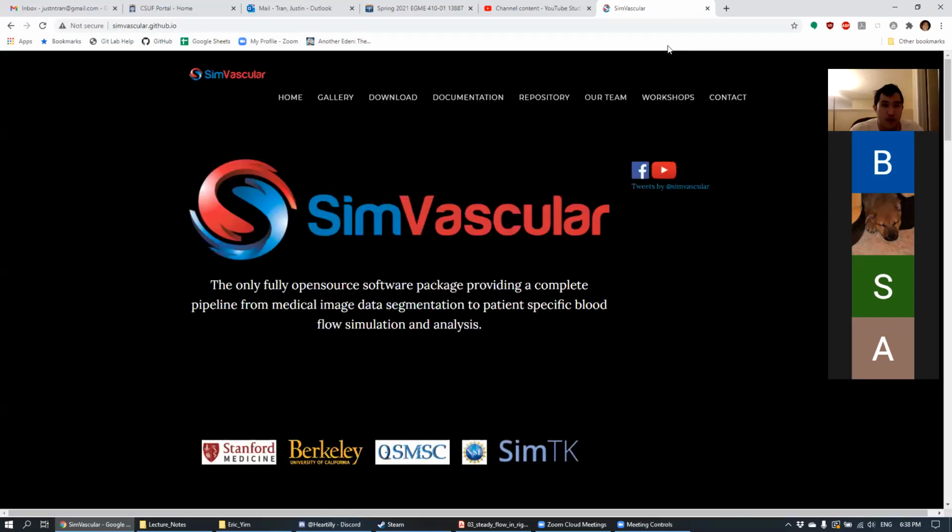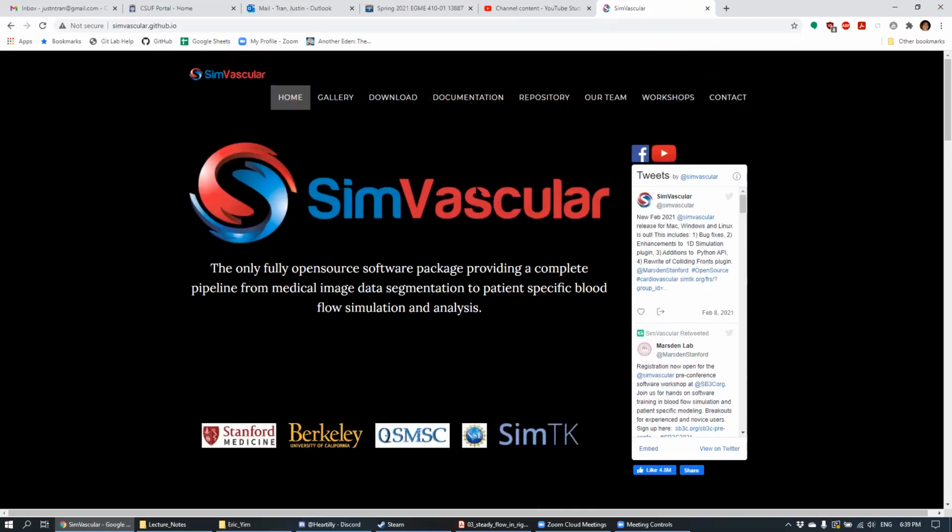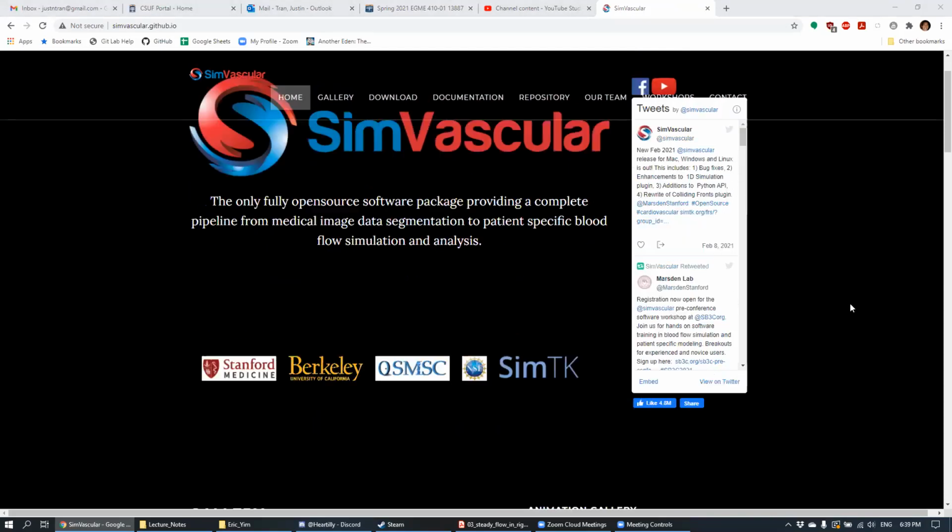When you go to that website, you're going to end up over here. This is the landing site for this research software. If you read the catchphrase for Viscosity, it's fully open source software. If you aren't familiar with the term open source, that means it's free, which is great. Free is always good. This package provides a complete pipeline from medical image data to segmentation to patient-specific blood flow simulation and analysis, and that's what we're going to do. It's not going to give you a virus. I've downloaded this software dozens and dozens of times, so it's fine.